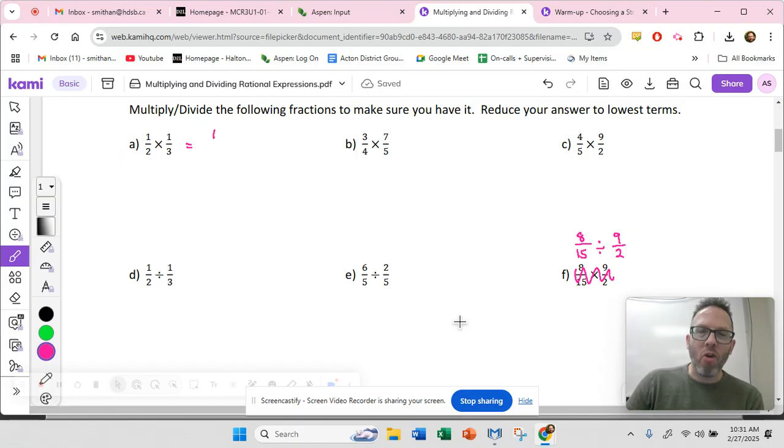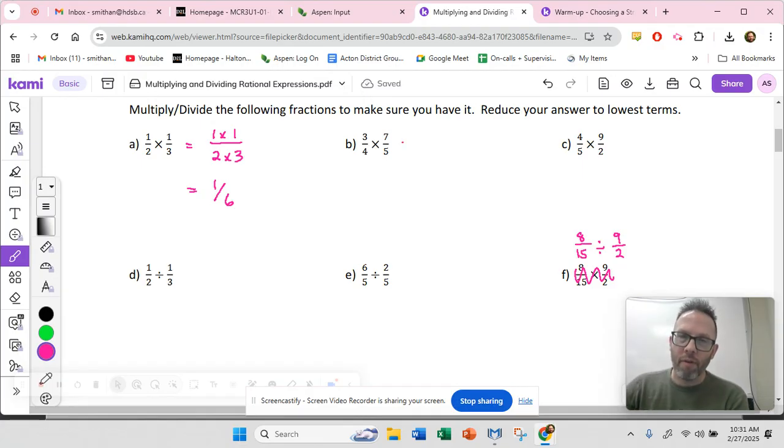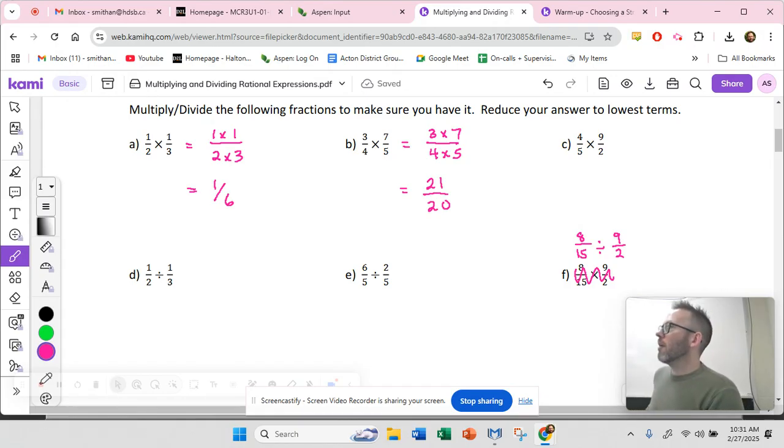I'm even going to show an extra step for this first one, although I don't think you guys need it. Multiply the tops, 1 times 1. Multiply the bottoms, 2 times 3. A half times a third is a sixth. I'll even show an extra step for this one. Multiply the tops, 3 times 7. Multiply the bottoms, 4 times 5. You guys get 21 over 20?